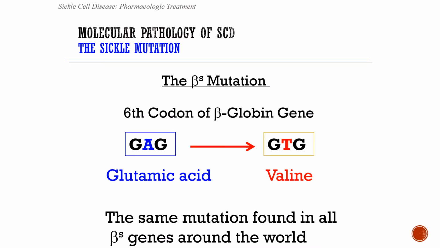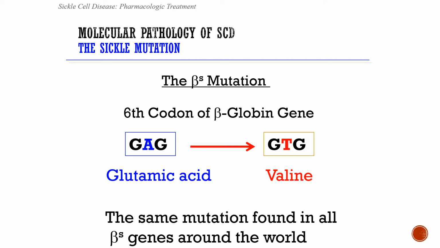Now, what happens in sickle cell anemia? There is a single point mutation in the beta globin gene. Hemoglobin is made up of 4 globin chains, 2 alpha and 2 beta in adults. The alpha chains have 2 gene loci present in chromosome 16, and the beta chain has 1 gene locus each, encoded in chromosome 11.